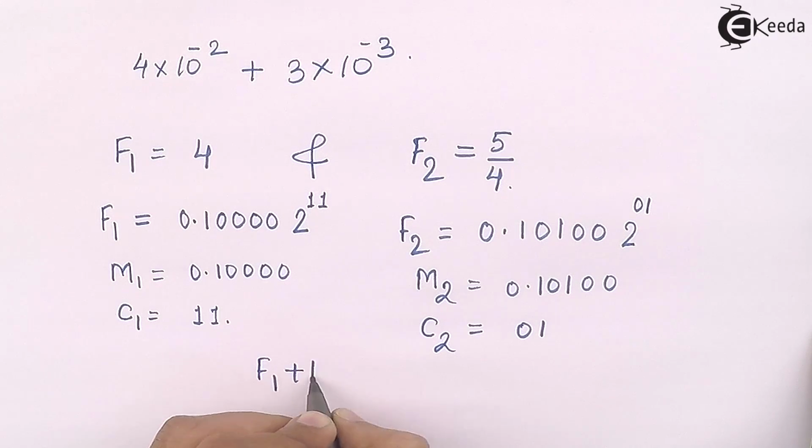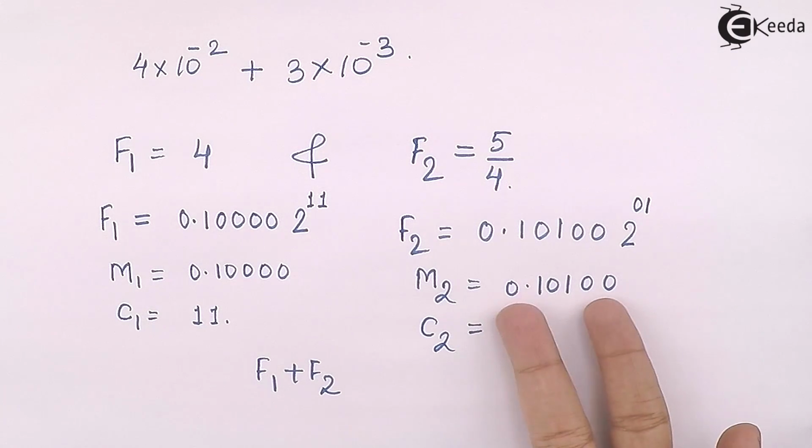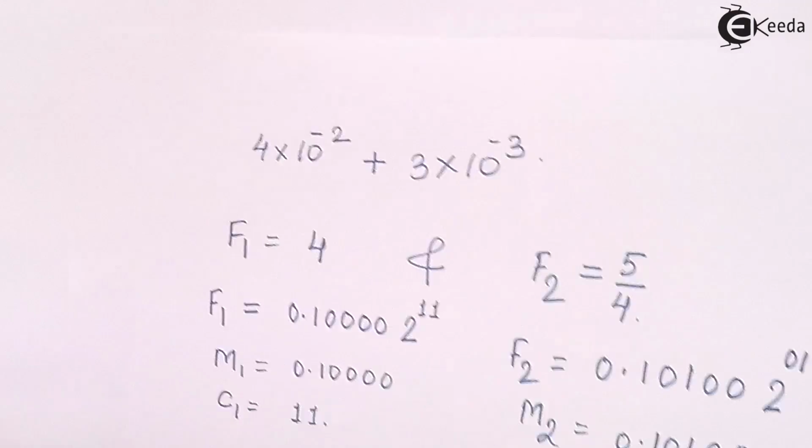Now, can I add them? Can I do f1 plus f2? No, we cannot, because the characteristics are not the same. Which is the smaller number? 5 by 4, of course, is the smaller number. So I'll change the characteristic of the smaller number. I want the characteristic to be 1, 1. If I have 1, 1, that is 2 raised to 3, it will be 8. So I'm getting a multiplication by 8. How do I need to adjust this number so that the resultant will be 5 by 4?